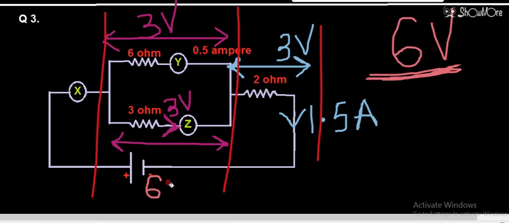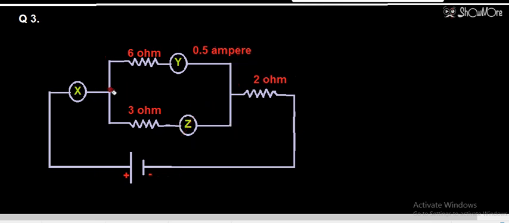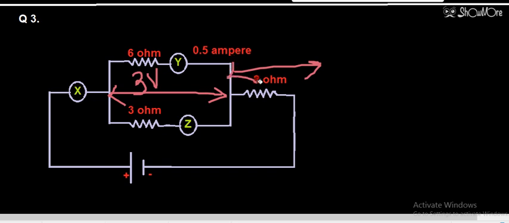So what step do I have to do? You have to check the voltage drop. 3 volt will drop here, 3 volt will drop here, because this is a parallel combination. So in simple words, across this resistance of 6 ohm and 3 ohm, across this box, 3 volt will drop, and 3 volt will drop across this 2 ohm resistance. So 3 plus 3, the total voltage of the battery will be equal to 6 volt.